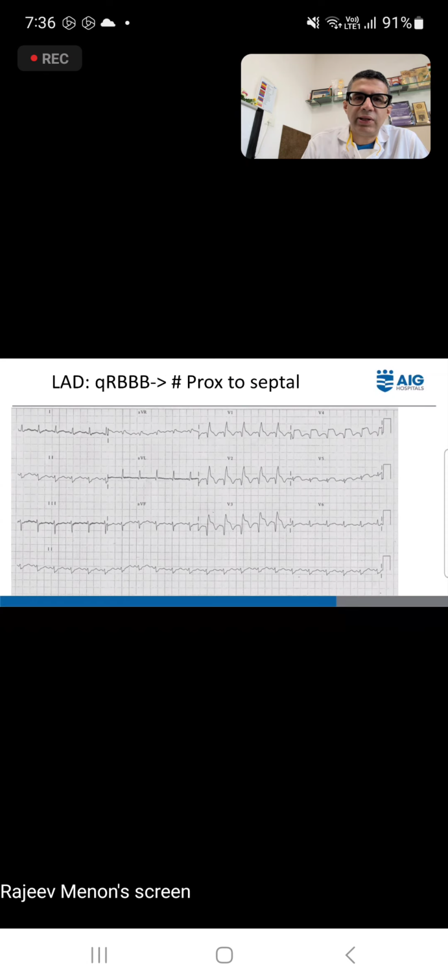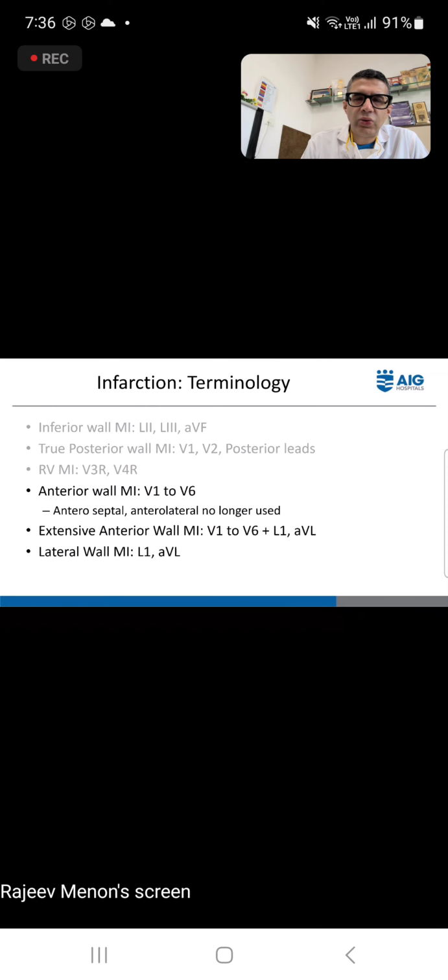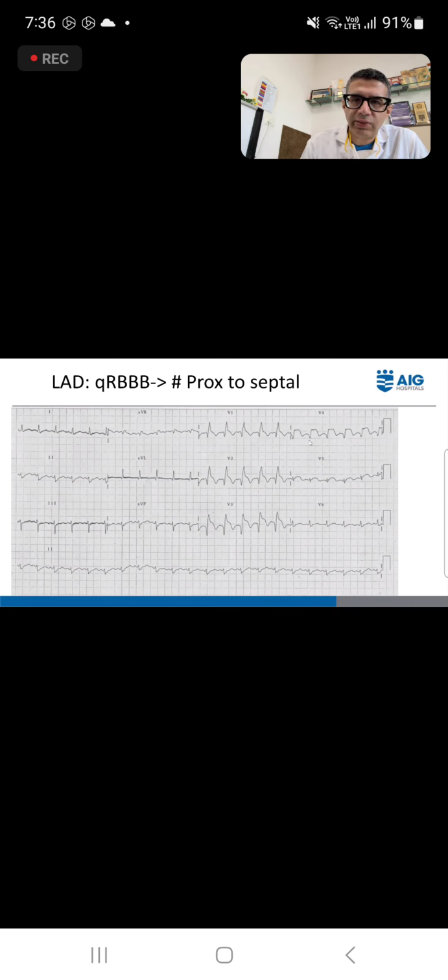Then we mentioned anterior wall MI, extensive and lateral wall MI. We won't go into too many details about localization in anterior wall, but one important ECG which you should understand in anterior wall MI is what is called a QRBB, that is Q right bundle branch block. In V1, you have a QR complex. You can see ST elevations in V1, V2, V3, V4, V5, V6. So this is an anterior wall MI.